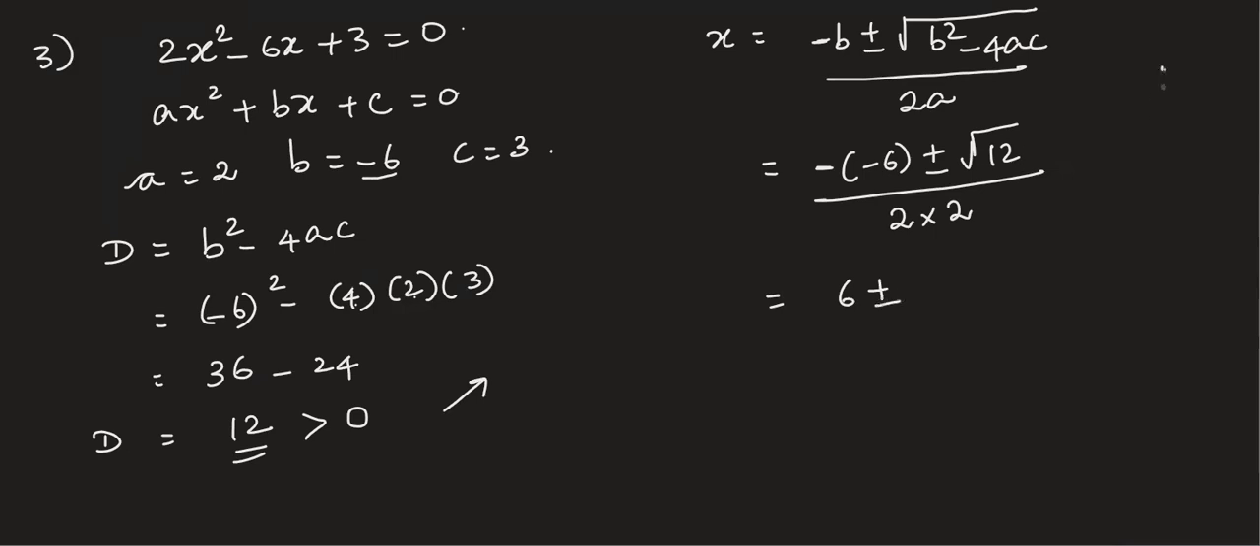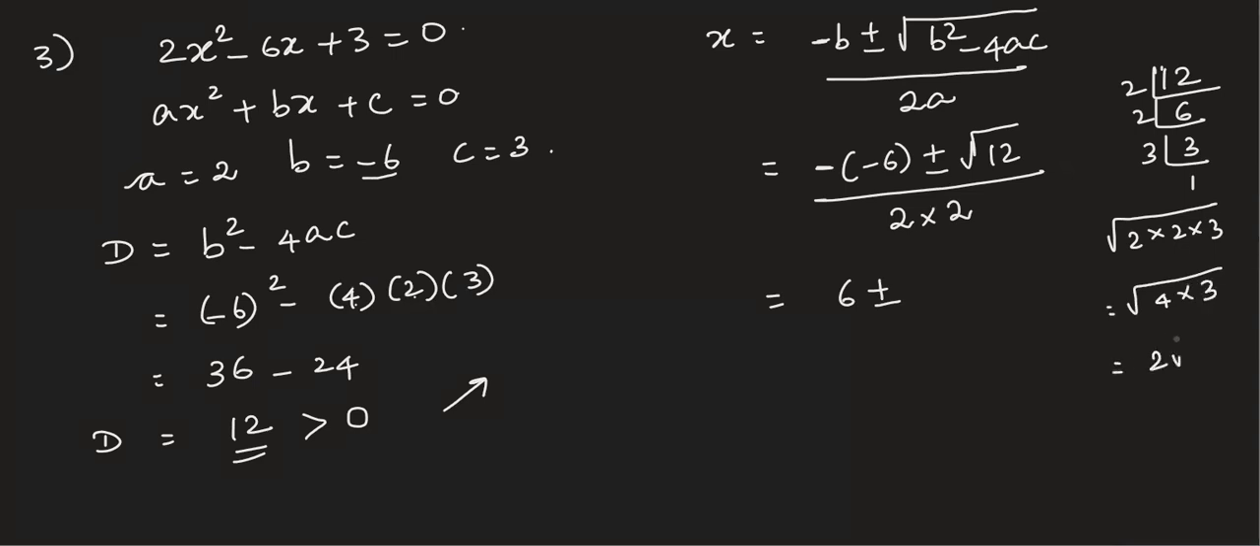So how can we write square root of 12? Just take 12 and divide by prime numbers. So 2 sixes are 12, then again 2, then 2 threes are 6, then 3 ones are 3. So 12 can be written as under root of 2 into 2 into 3. So this can be written as 4 into 3. So square root of 4 will be 2. So 2 square root 3. So under root of 12, we have simplified this one and got the answer as 2 square root 3. 2 into 2 will become 4 here. Okay.